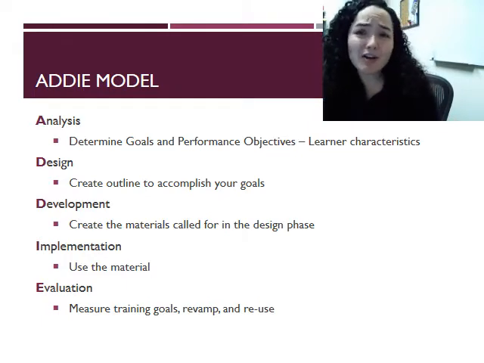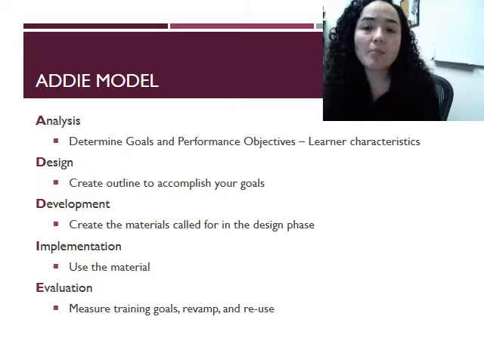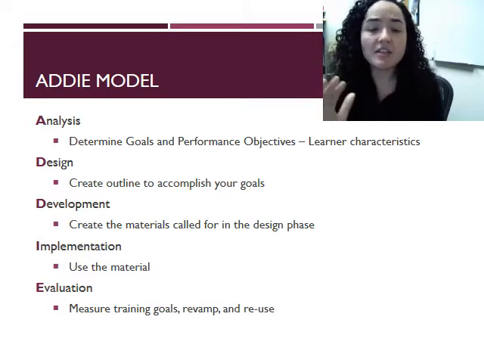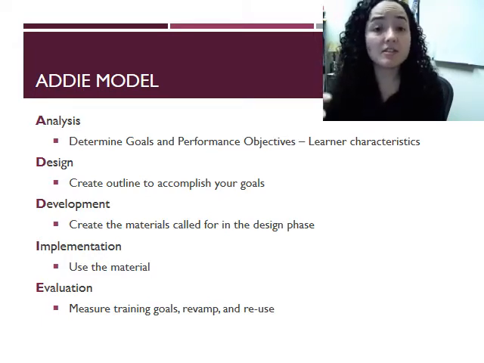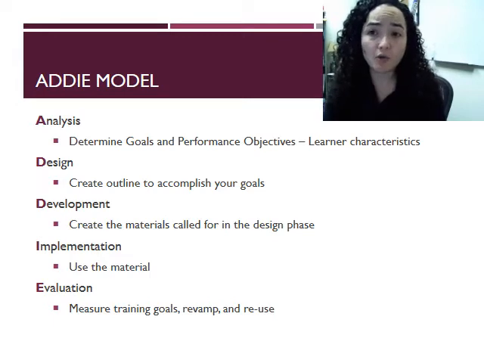ADDIE is a generic model for instructional design, so keep in mind that that's what it is. There are many models out there, such as the Dick and Carey model. There is Morrison's model. So there are many different models out there, but all of them have these phases or these stages. They may have different names, but they commonly have these procedures that you have to go through in order to design instruction.